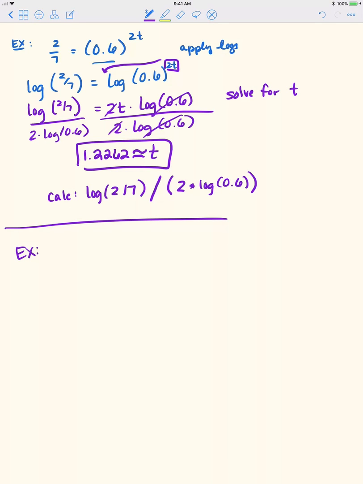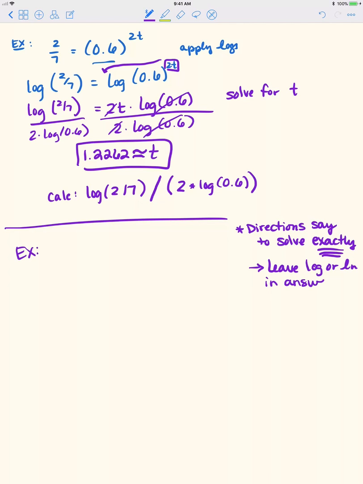Another example. These are going to get into where if the directions say to solve exactly, they're at the end of section 1 for this textbook, then you're going to leave either the log or the ln in the actual answer. And I'll show you several of those so you can see what I mean. Because there is a decimal approximation for all of them, but if the directions say, and you'll have to pay attention, if they say to solve exactly and they don't tell you decimals to round to, don't just make it up. You need to actually give exact answers for this problem.